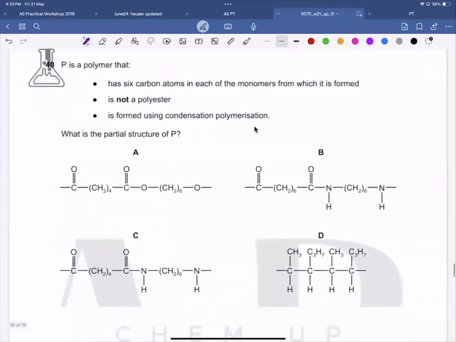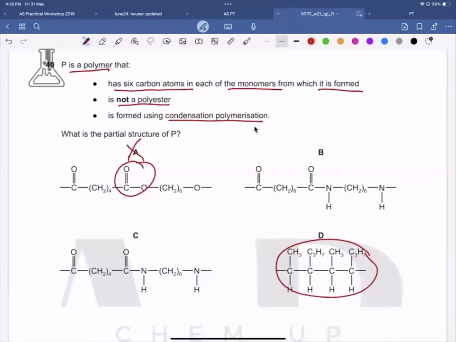Question number 40. P is a polymer that has 6 carbon atoms in each monomer from which it is formed. Okay. Is not a polyester. See, it's a polyester. So A goes wrong. Is formed using condensation polymer. So see, D is not a condensation polymer. It's an addition polymer. So D goes wrong.